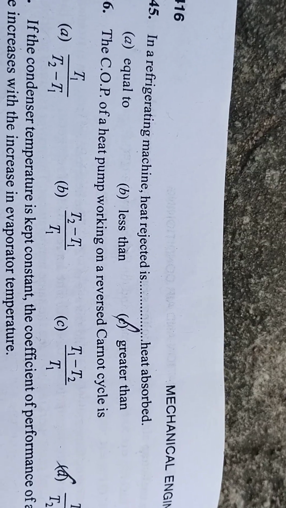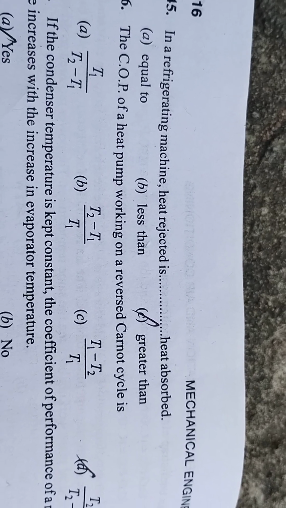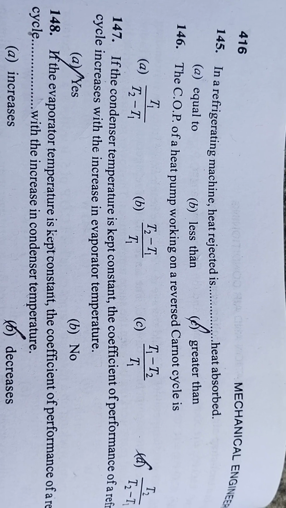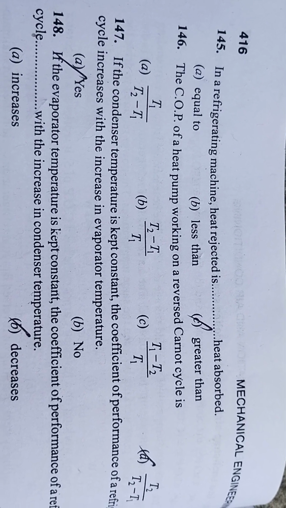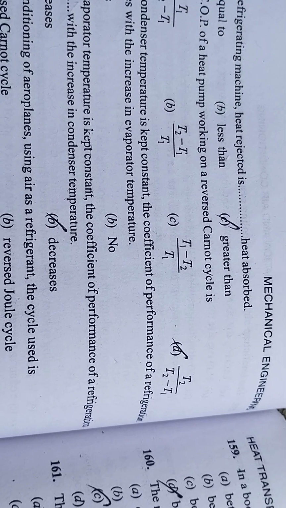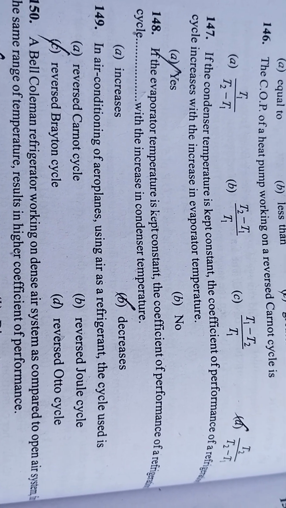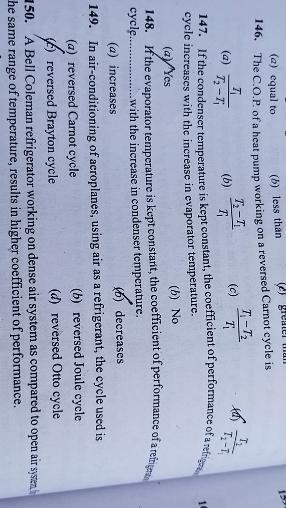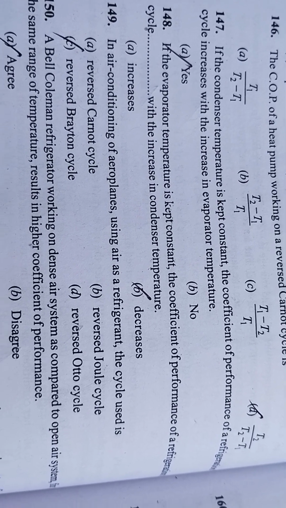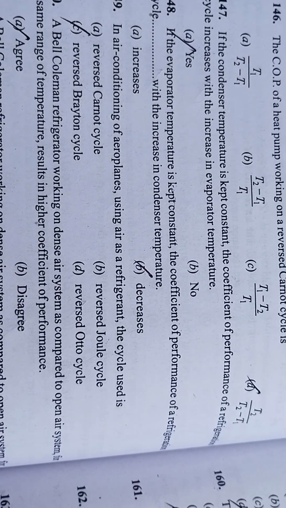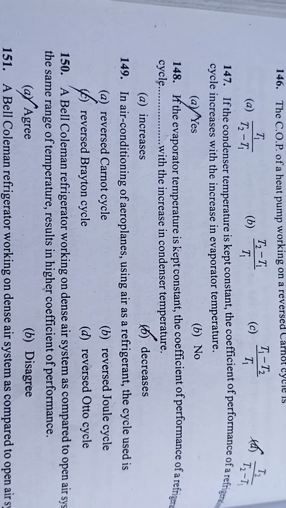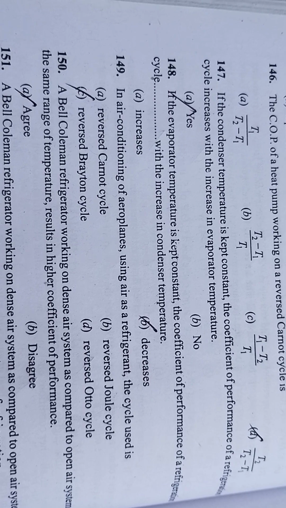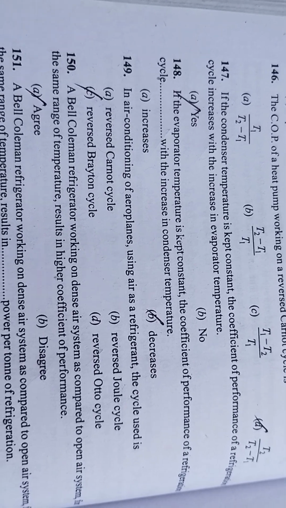In a refrigerating machine, heat rejected is greater than heat absorbed. The coefficient of a heat pump working on a reversed Carnot cycle is T2 by T2 minus T1. If the condenser temperature is kept constant, the coefficient of performance of a refrigeration cycle increases with the increase in evaporator temperature. If the evaporator temperature is kept constant, the coefficient of performance of a refrigeration cycle increases as the condenser temperature decreases.